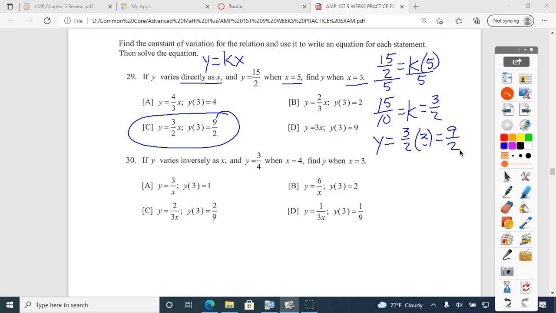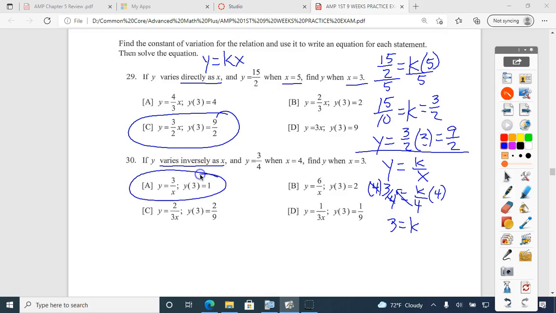This time on 30, y varies inversely as x. So my equation is going to be y equals k divided by x. Okay. And we plug in 3/4 equals k over 4. Cross multiply. So multiply both sides by 4 basically. Those cancel. K is 3. So let's see if we need to keep going. We do not. There's my answer right there. We just plug in 3.